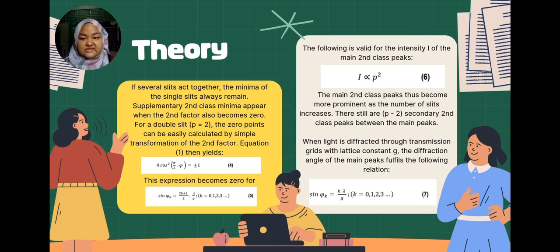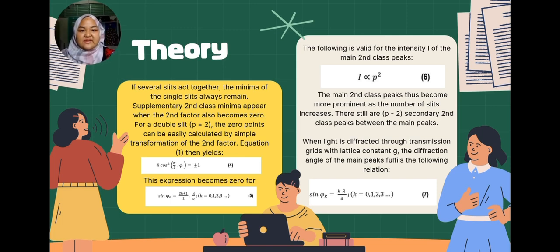For a double slit, where p equals 2, the zero points can be easily calculated by simple transformation of the second factor. Equation 1 then yields 4 cos squared of pi over lambda times g times sine phi, equals 2 plus minus 1. This expression becomes 0 for sine phi h equals 2h plus 1 divided by 2 times lambda over g, where h is 0, 1, 2, 3.